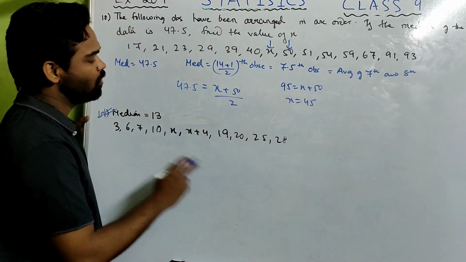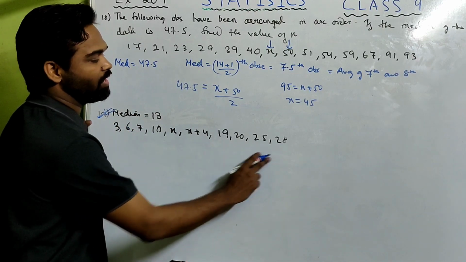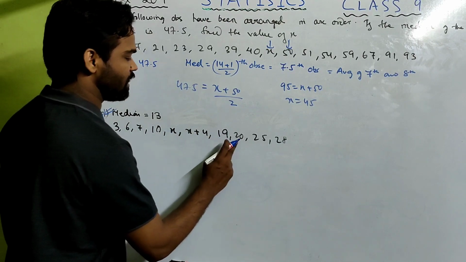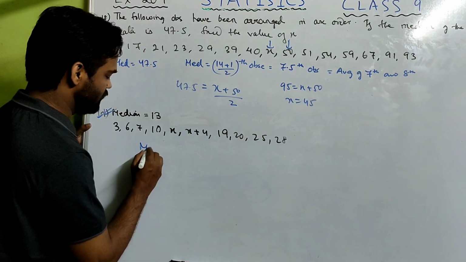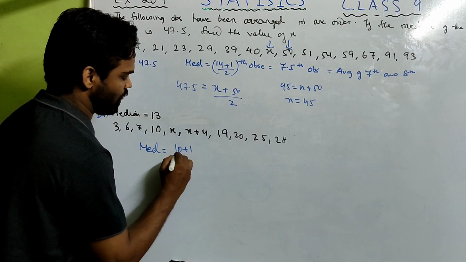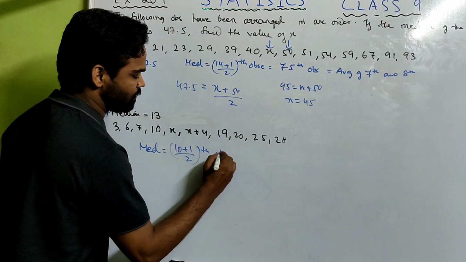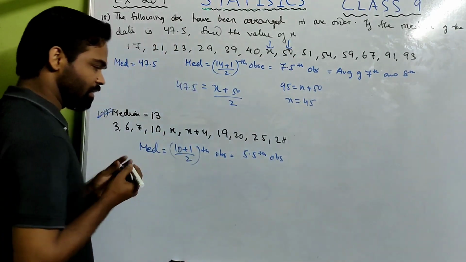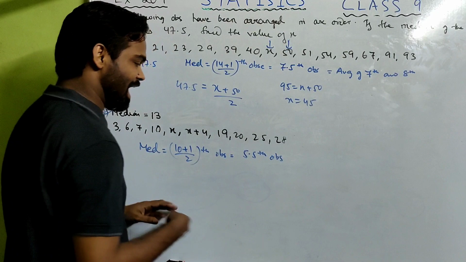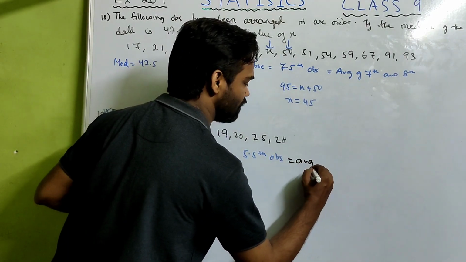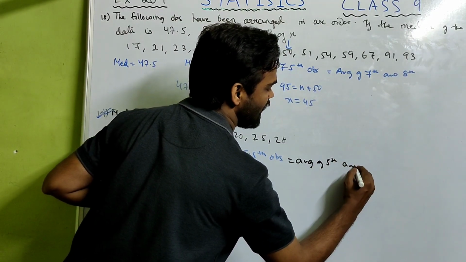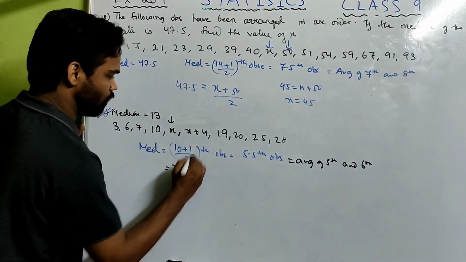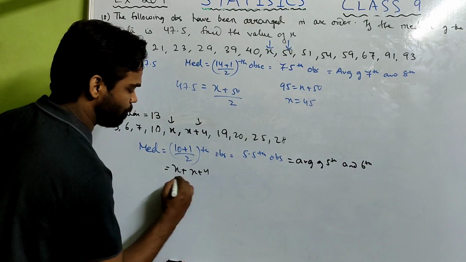Again, in this case also, the median is given as 13 and is arranged in ascending order. Again, 1, 2, 3, 4, 5, 6, 7, 8, 9, 10 terms. So median will be the (10 plus 1) by 2th observation. Now that's 5.5 observation. To find the 5.5 observation, we know it is the average of the 5th and 6th observation. So what is the 5th observation? x. What is the 6th observation? x plus 4 by 2.